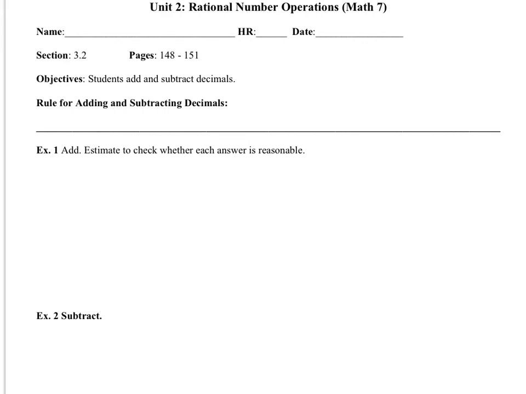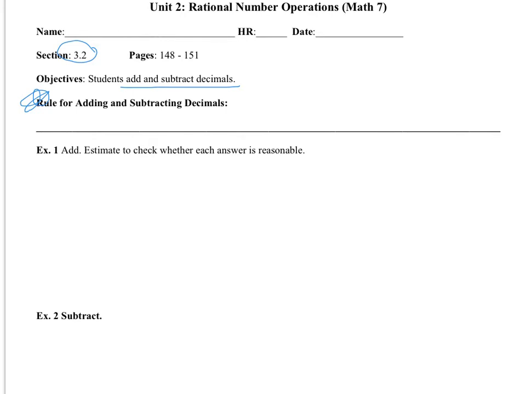Hello! Today it looks like we are going to be adding and subtracting decimals. So make sure that you're on your 3.2 video notes page so you can write this all down with me. Right up here at the top it says, what are the rules for adding and subtracting decimals?